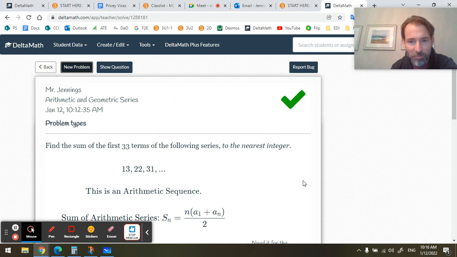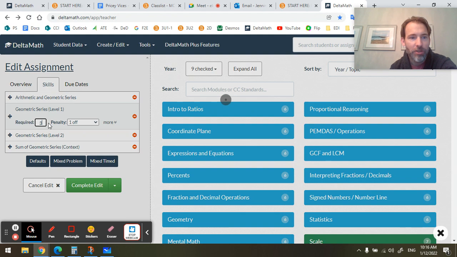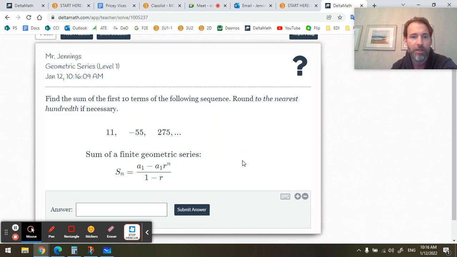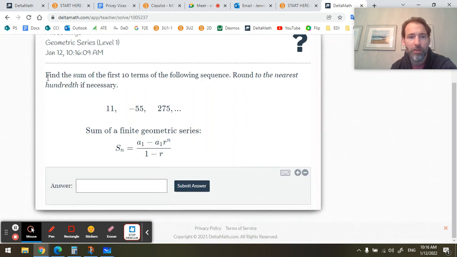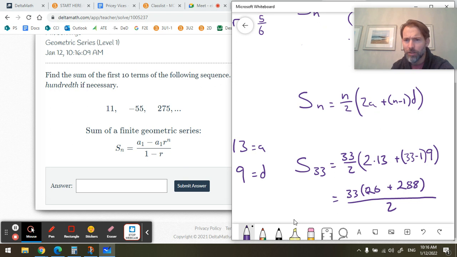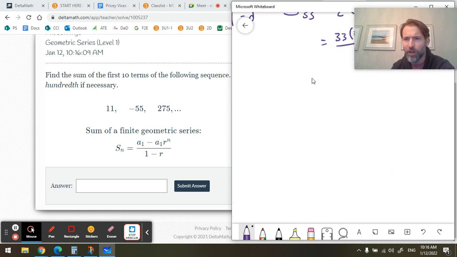All right, so you want to be properly excited when you do these correctly. Let's take a look at the next problem type. Geometric series level 1. Find the sum of the first 10 terms of the following sequence, rounding to the nearest hundredth if necessary. This one is a little trickier, but they give us the formula there. It's different than the formula you gave us, Mr. Jennings. No, it's not different. It's just not factored. They did not factor their formula.